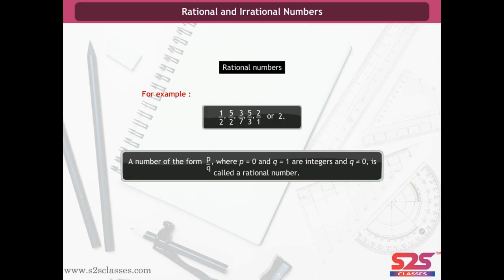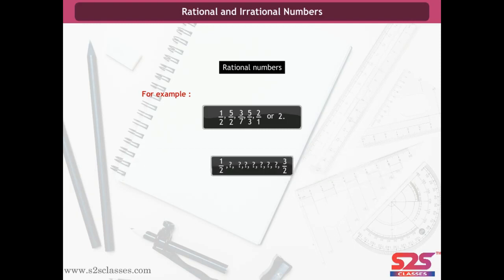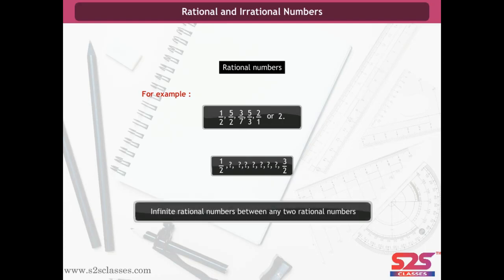Now we take two rational numbers, 1 by 2 and 3 by 2. How many rational numbers are between these two? Think about it. You will find infinitely many rational numbers between any two rational numbers.